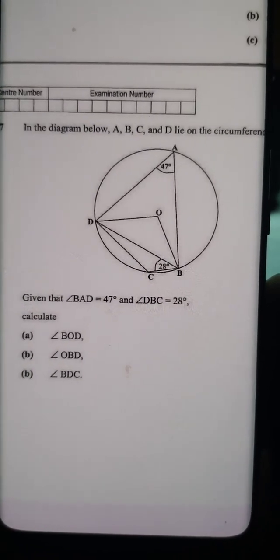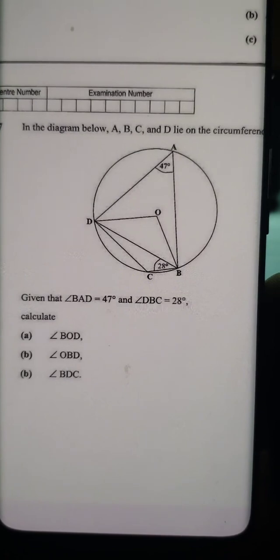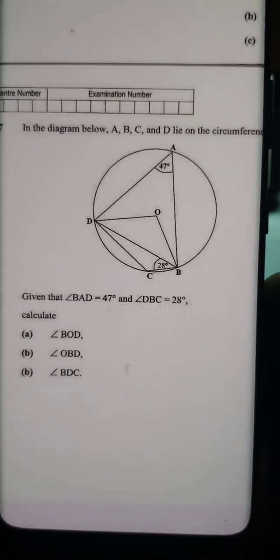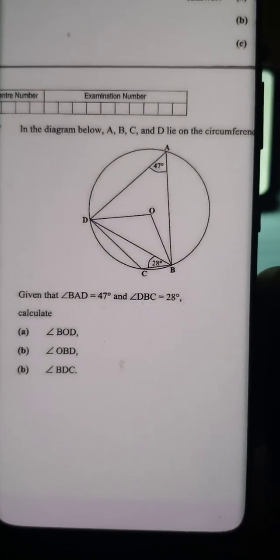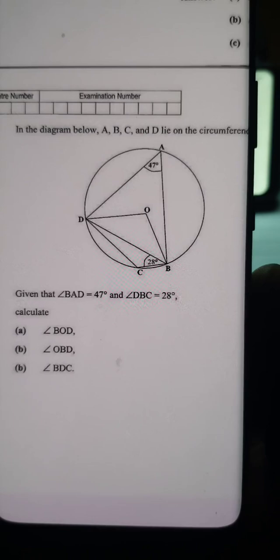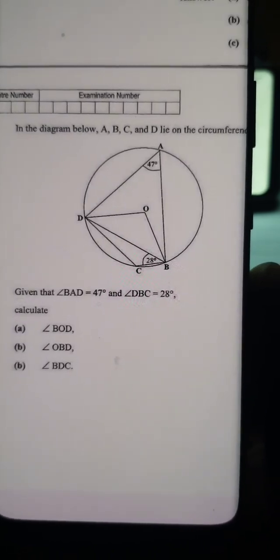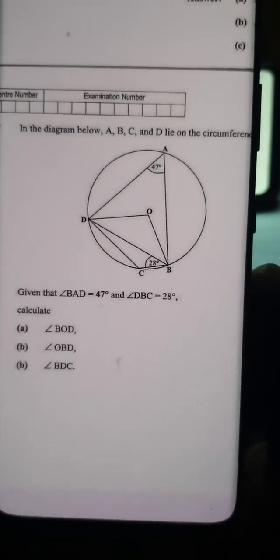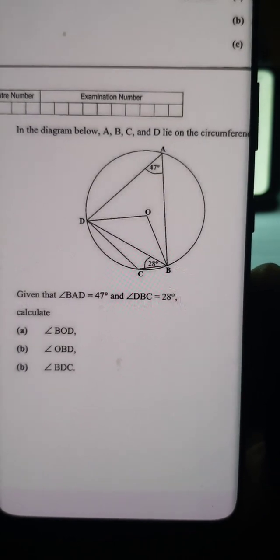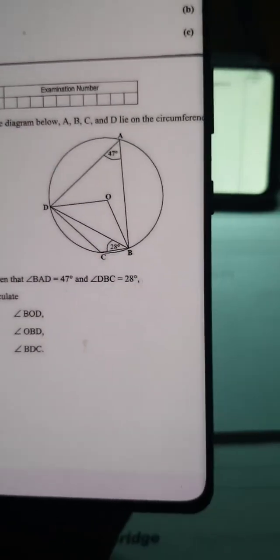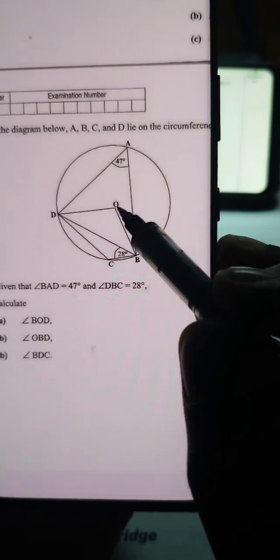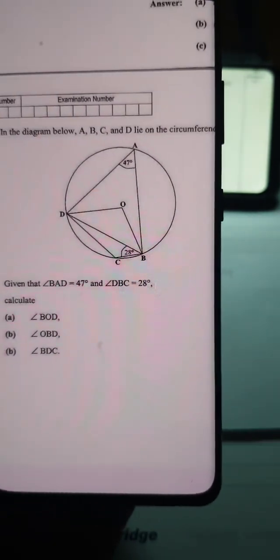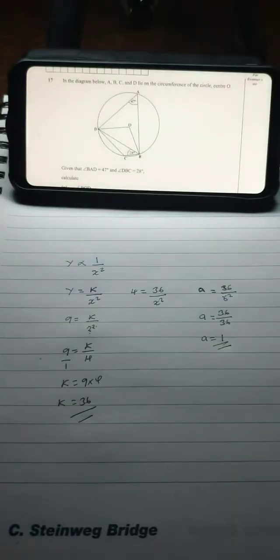At what is the angle BOD at trigonometry? This is not trigonometry, this is the second theorem. The angle at the center is twice the angle on the circumference. Now let me preach more about this one.